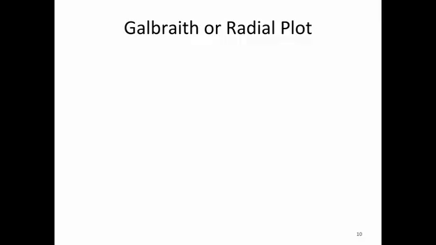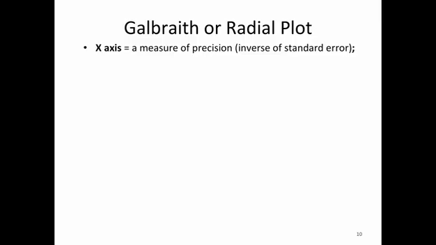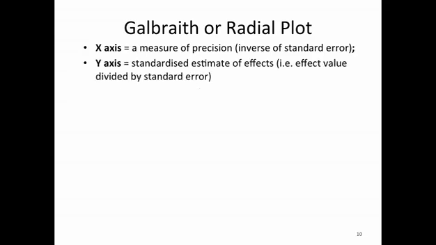Okay, now moving on to Galbraith plot. This is also called radial plot. To draw a Galbraith plot, you need two sets of values. On the x-axis, you plot a measure of precision. On the y-axis, you plot the standardized effect size. In this sense, a Galbraith plot is nothing but a funnel plot with x and y-axis interchanged.